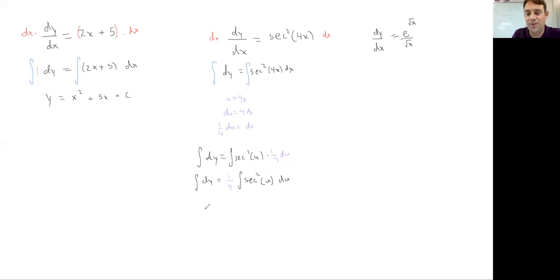And now we can integrate both sides, friends. So you get y equals 1/4. Integral of secant squared is tangent. So tangent of u plus c. And then we plug in what u is back into our equation. So 1/4 tangent of 4x plus c.